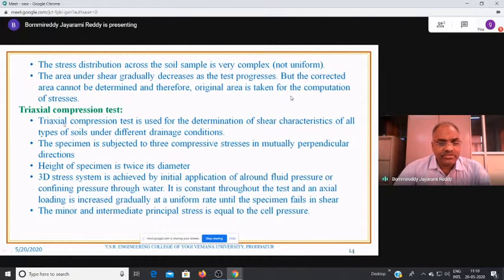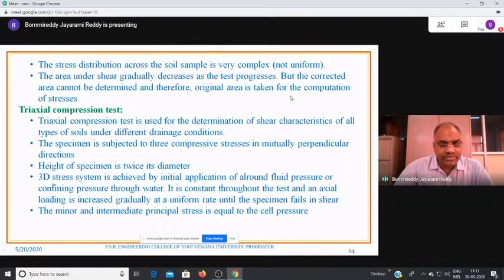Normally the specimen is of cylindrical shape, and the height of the specimen is normally twice its diameter. The application of the stress is three-dimensional: stress is applied in the x direction, y direction, and also z direction.